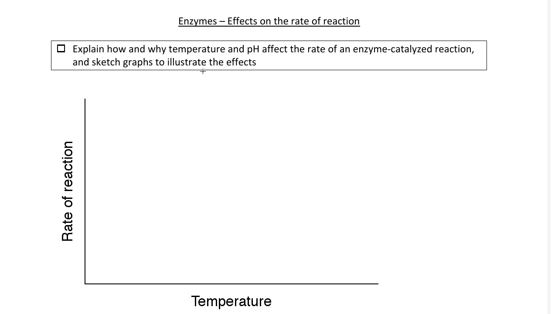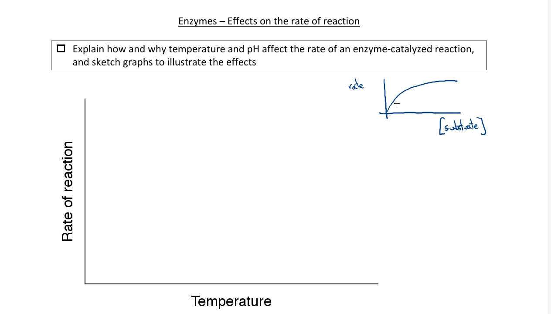This lesson's about enzymes and how temperature and pH can affect the rate of enzyme-catalyzed reactions. So first, let's remember that we've already looked at how the substrate concentration can affect the rate of reaction. We've seen that as you increase the substrate concentration, the rate of the reaction will increase until it plateaus. So you'll see something like that.